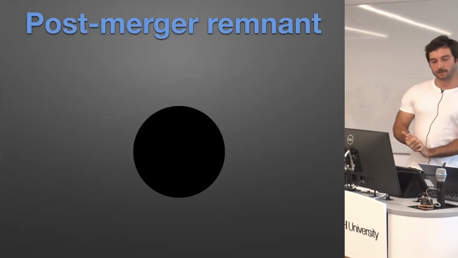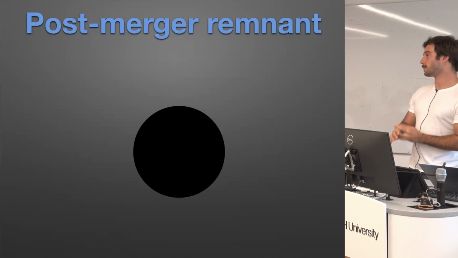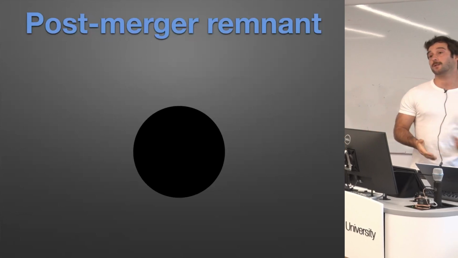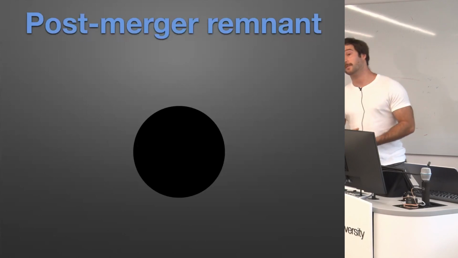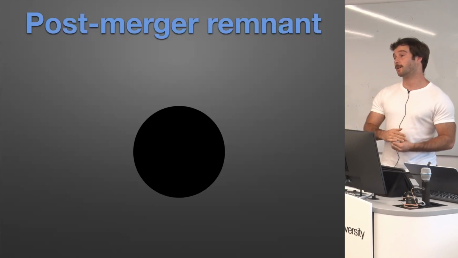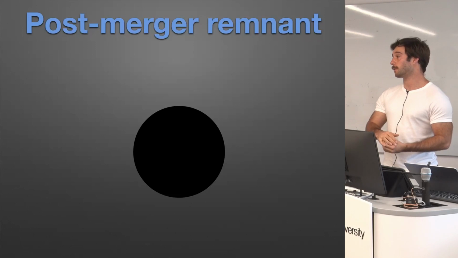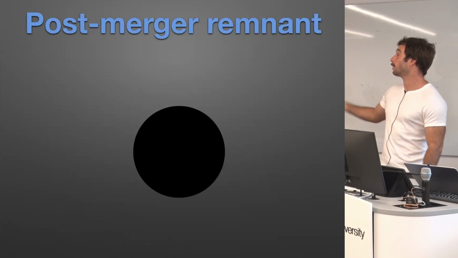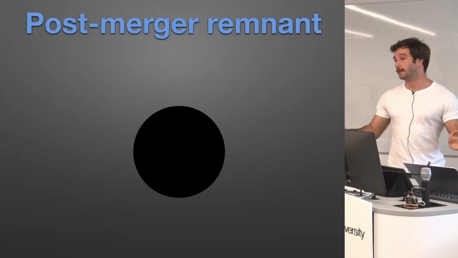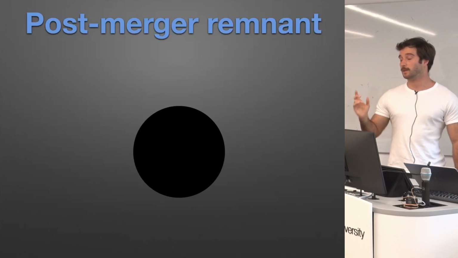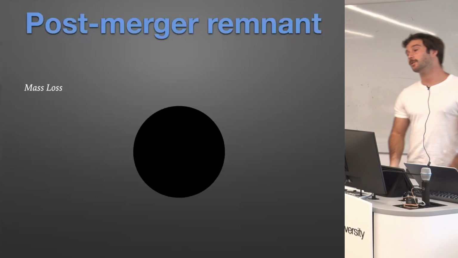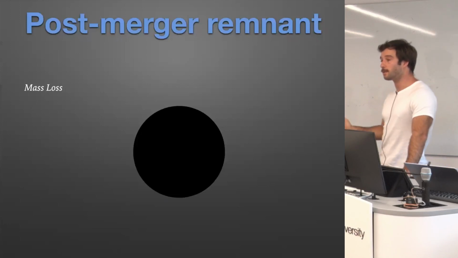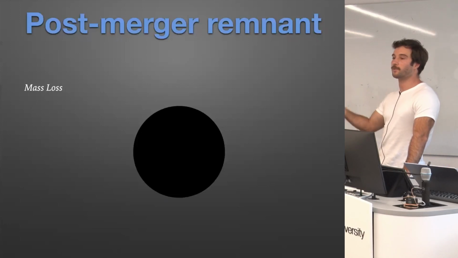But this post-merger remnant has specific properties that we can calculate based on numerical relativity. So first of all, the gravitational waves carry away some of the mass from the binary. So this final black hole has a little bit less mass than the sum of the initial binary. So there's a bit of mass loss. Also, due to conservation of angular momentum, because you've got the binary orbiting, you've got the orbital angular momentum J as well as the spins.